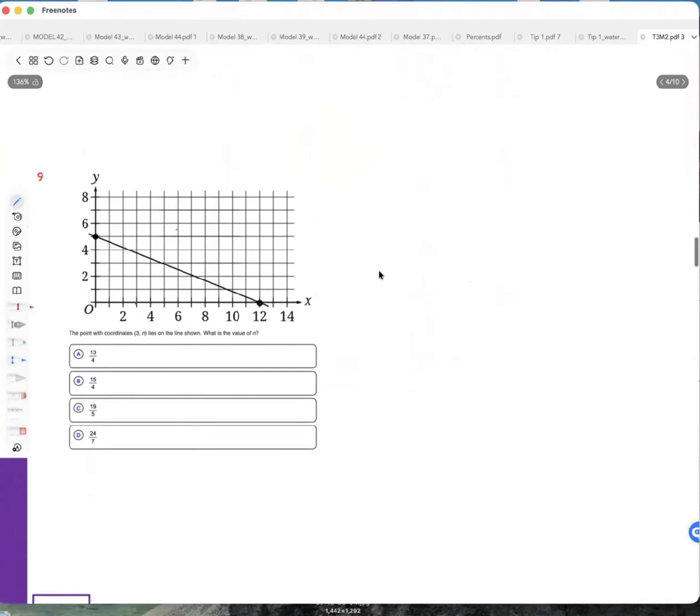Question 9. The point with the coordinates 3 and n lies on the line shown. What is the value of n? So we want to find the y-coordinate of this point, 3 and something. In this question, you can use Desmos. Just pick 2 points that lie on the line. I think it's better to pick the 2 points of the intercepts. So this is 0 and 5, and this is 12 and 0.